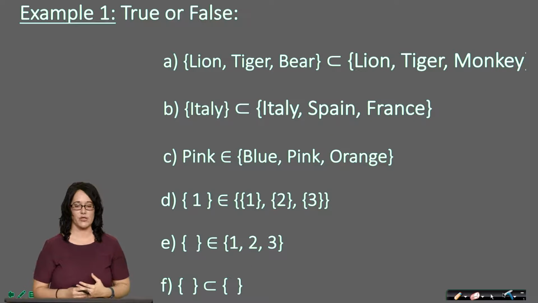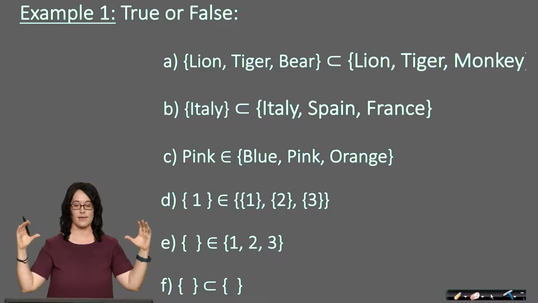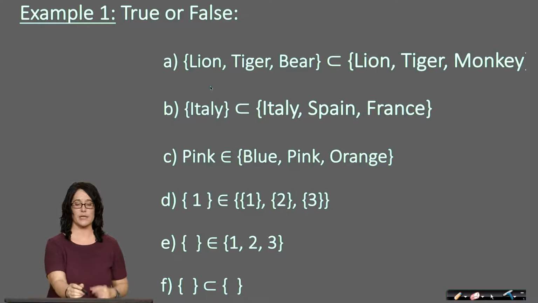Example 1, true or false. And in part A, we have A through F here. In part A, it says the set, and then in roster notation, it lists lion, comma, tiger, comma, bear. So here we're talking about the set lion, tiger, bear. Well, think to yourself, how many elements are in that set? 3, good job. Okay, now let's take a look at the symbol we see. What does this symbol mean again? The horseshoe to the right, that's right. It means proper subset, right?